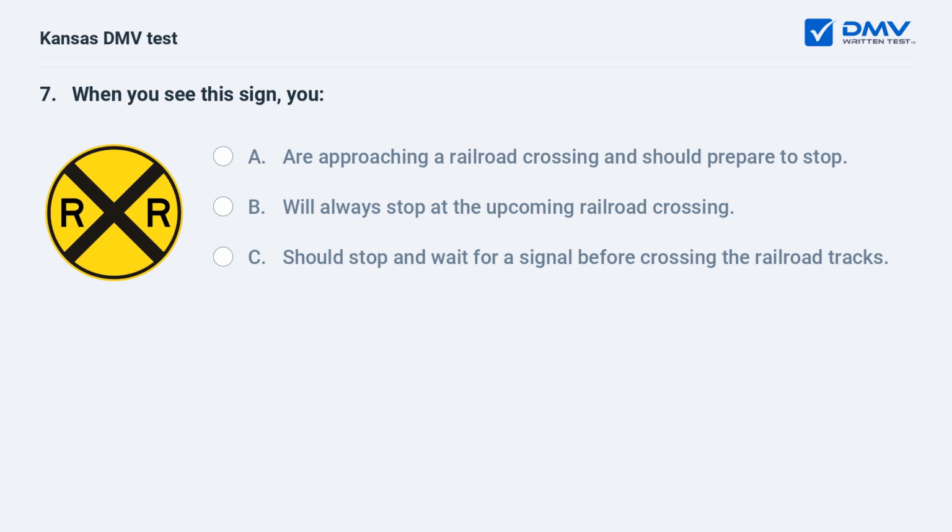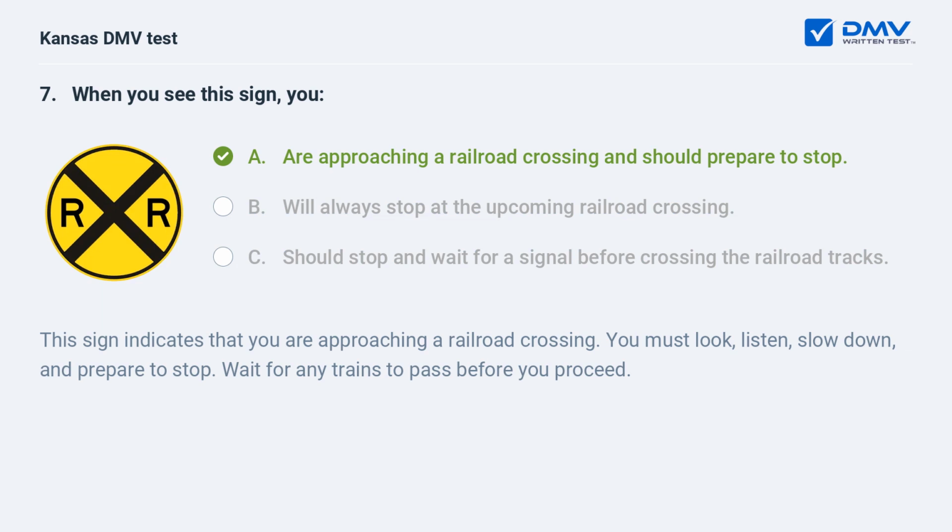When you see the sign, you A. Are approaching a railroad crossing and should prepare to stop. B. Will always stop at the upcoming railroad crossing. C. Should stop and wait for a signal before crossing the railroad tracks. A. Are approaching a railroad crossing and should prepare to stop.